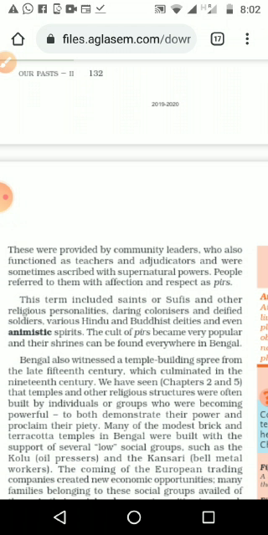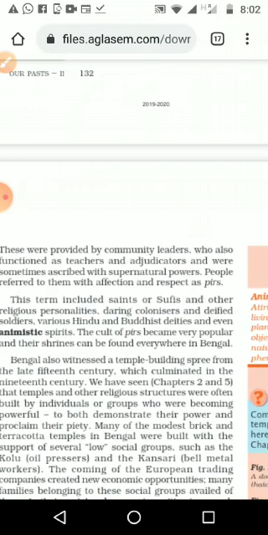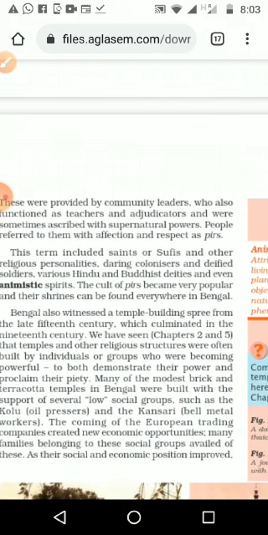Then the stability of the community was lost, and there was a lot of confusion. So a new group of people emerged in society, known as the pirs, whom they used to call with respect, and they were the teachers as well as those guiding the people how to do things in this confused situation. This term includes saints or Sufis and other religious personalities, deified soldiers, various Hindu and Buddhist deities, and even animistic spirits. The cult of Pir became very popular, and their shrines can be found everywhere in Bengal.